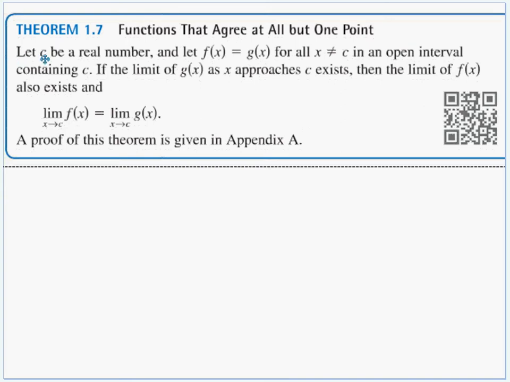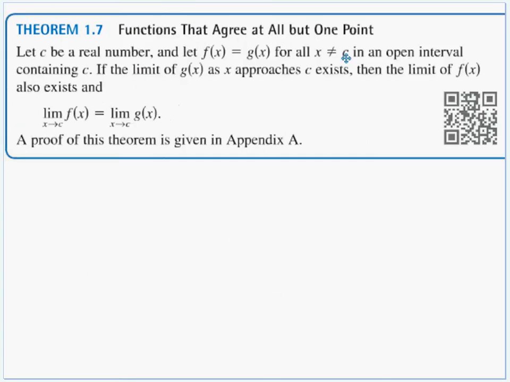And the theorem says, let c be a real number, and let f of x equal g of x for all x's not equal to c in an open interval containing point c. If the limit of g of x as x approaches c exists, then the limit of f of x also exists, and the limit of f of x as x approaches c is exactly equal to the limit of g of x as it also approaches c. Is that perfectly clear? Okay, let's move on.